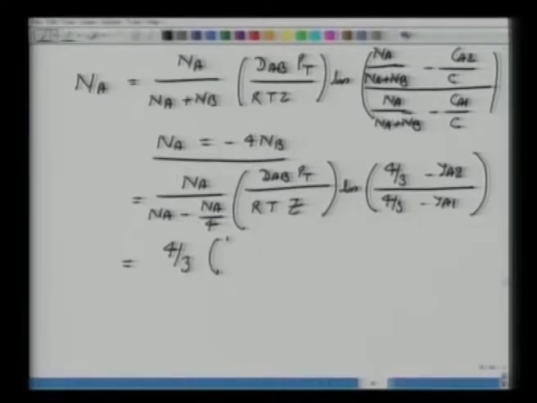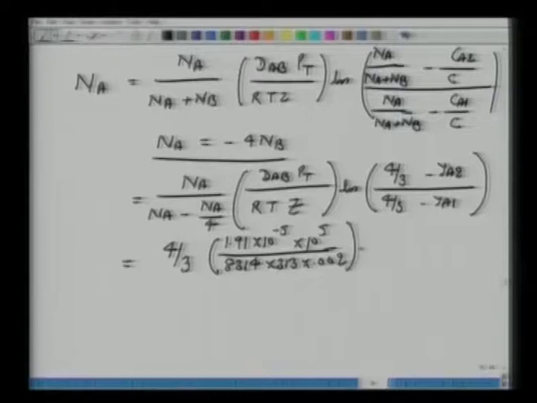Dab is 1.91 times 10 to the power minus 5, total pressure 10 to the power 5, R is 8314, same SI unit, temperature 313 Kelvin, diffusion length 0.002. Ln of 4 by 3 minus 0 over 4 by 3 minus 0.6.